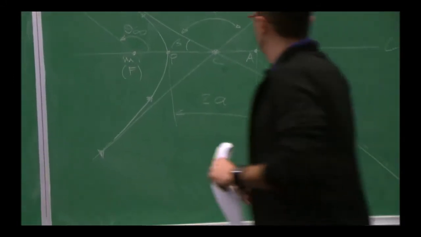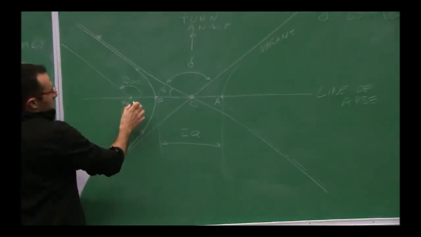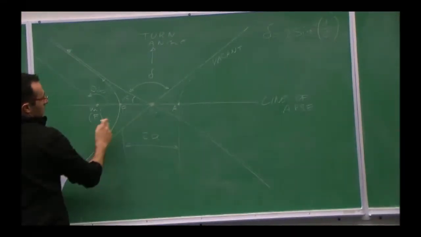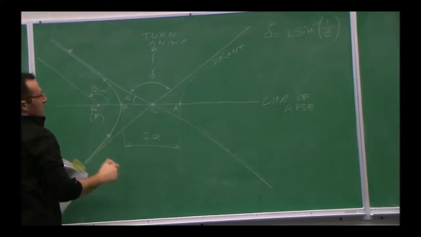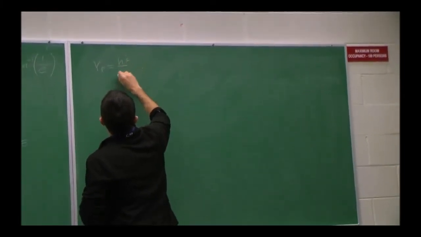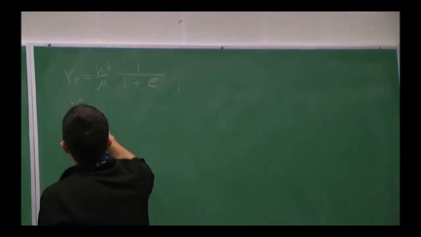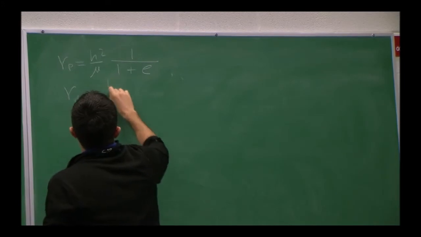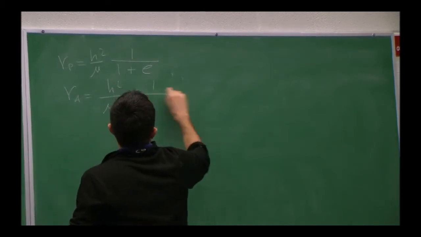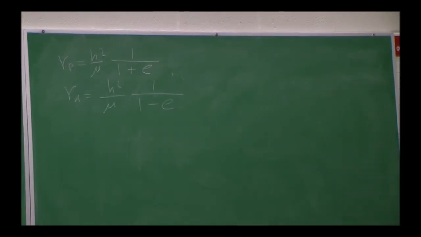A is going to be, if I have defined it this way, well, 2a is going to be the difference between the distance between f and a, and f and p. F and p is r at perigee, which is h squared over mu, 1 over 1 plus e. R at apogee is h squared over mu, 1 over 1 minus e. What do you see that is strange? Don't see anything strange?